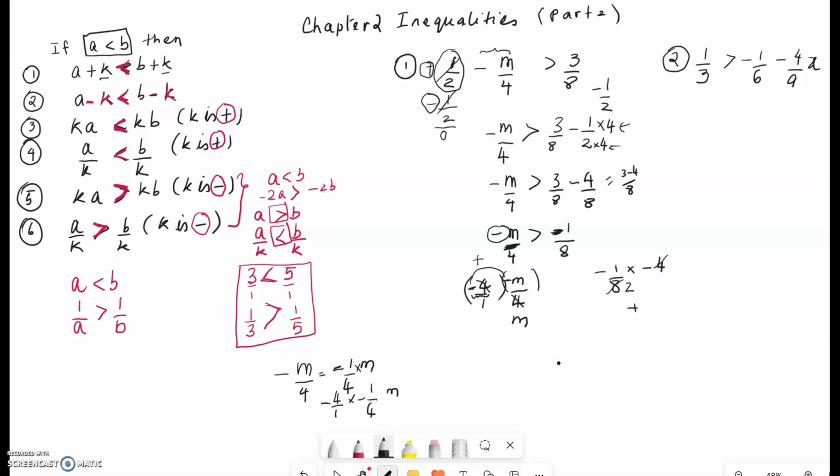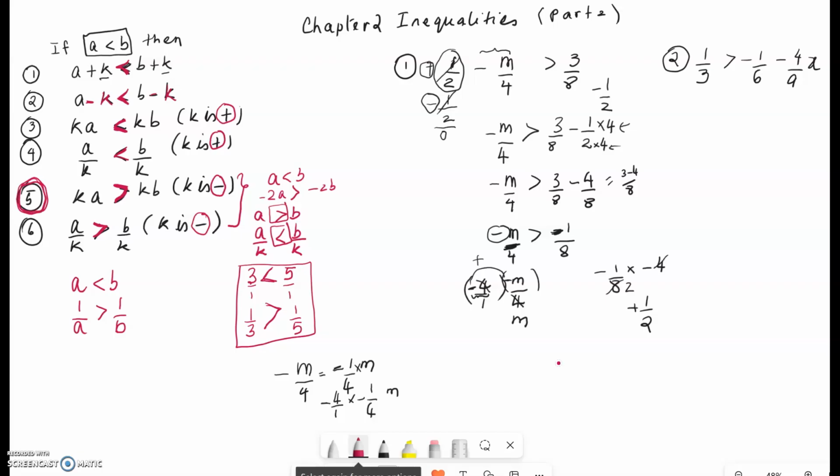4 goes 2 times, and that becomes a half. You can use your calculator if you want to, or you can do it by hand. But what's the most important thing here? What's the rule that we need to apply? Remember that if we multiply both sides, we're looking at rule number 5.